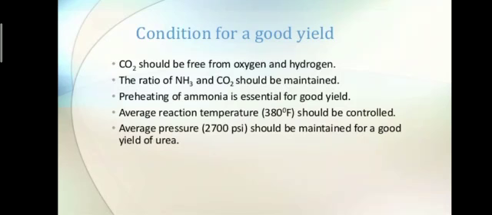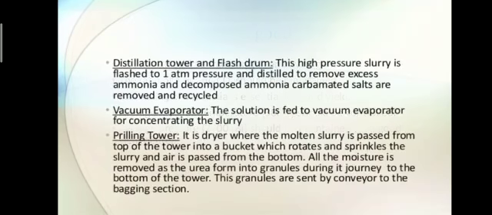Conditions for a good yield of urea. The carbon dioxide should be free from oxygen and hydrogen. The ratio of ammonia and carbon dioxide should be maintained. Preheating of ammonia is essential for good yield. Average reaction temperature, that is 380 degrees Fahrenheit, should be controlled.